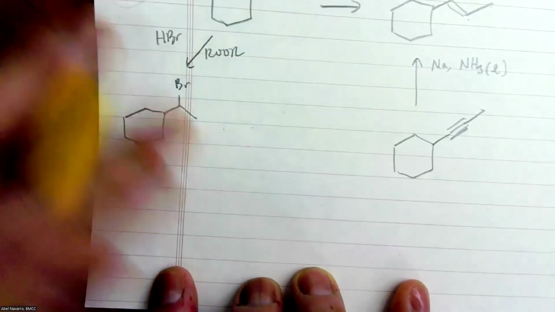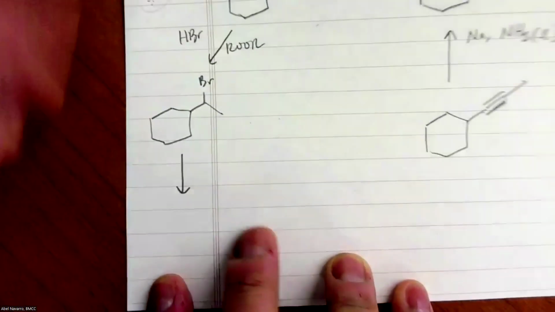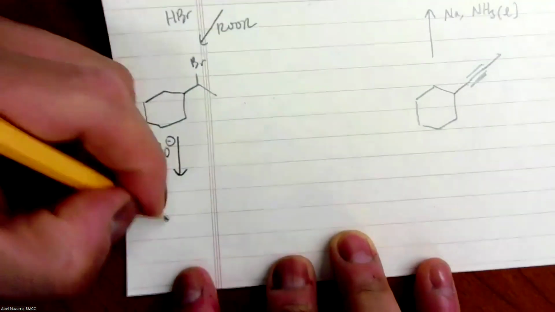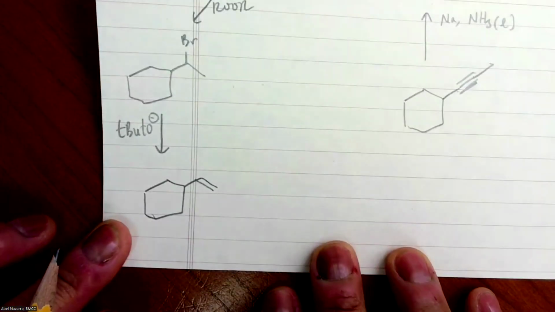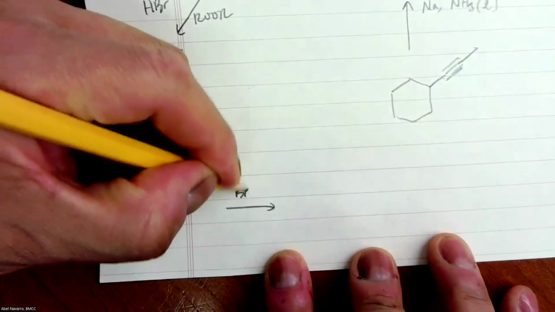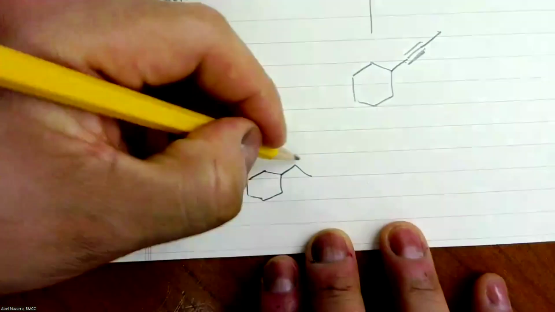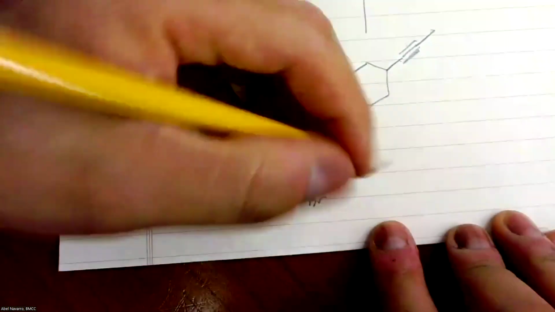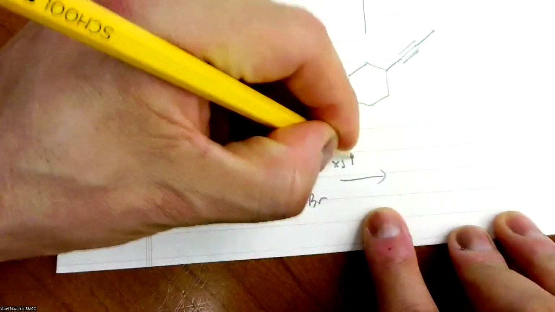Okay, good. Now I need to make the alkene. How do I make the alkene? Tert-butoxide. Alkene. And now I go to the alkyne. Br2. This is trans. Excess amide.